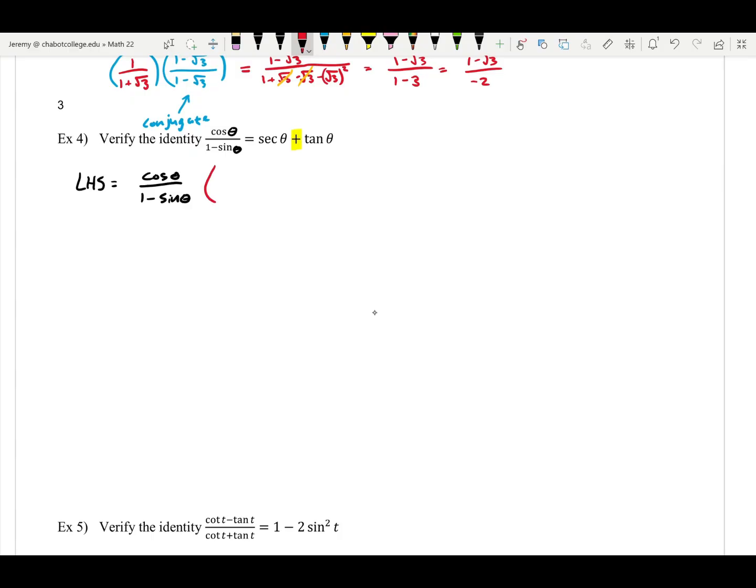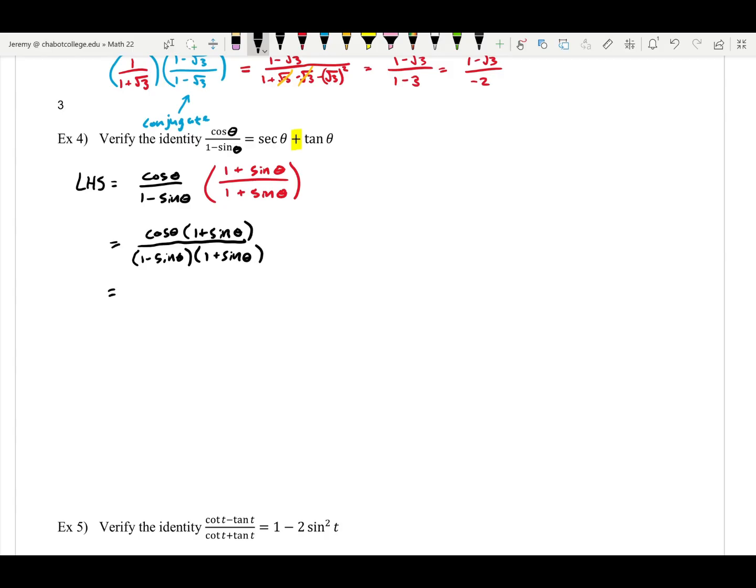I'm going to multiply by the conjugate of the denominator, which is, again, just change the sign of one of those terms. How about let's do 1 plus sine theta? And I have to multiply top and bottom by the same thing. That's the only way that this works. Okay, and let's see what happens here. So up top, I'll have cosine theta times 1 plus sine theta. Don't forget the parentheses there. In the denominator, 1 minus sine theta times 1 plus sine theta.